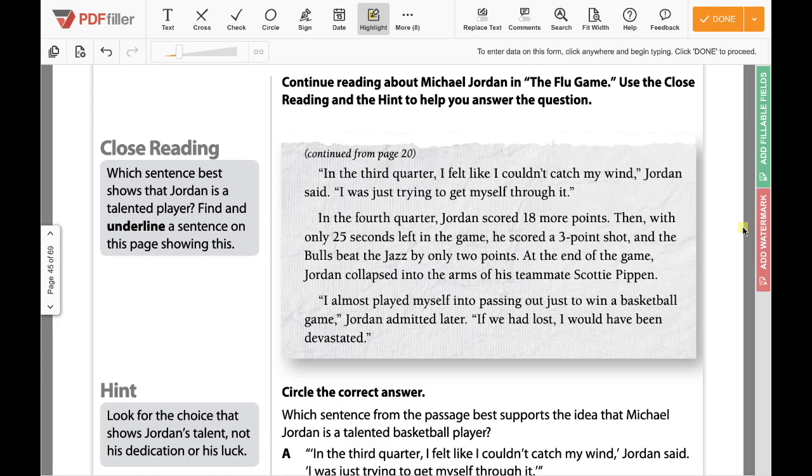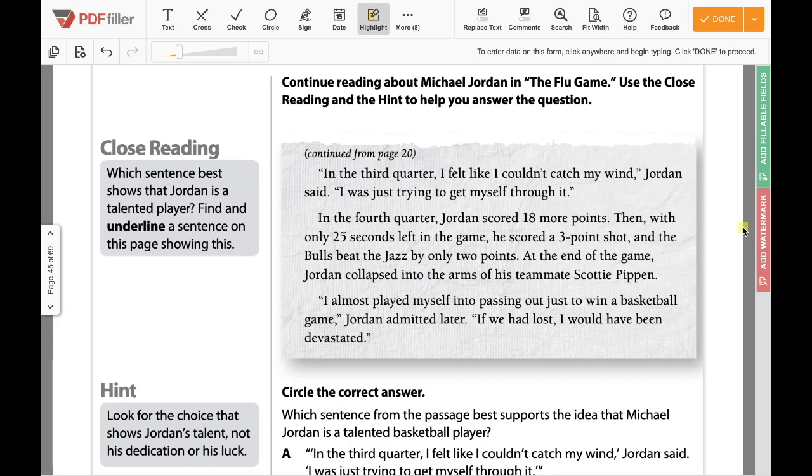So in the third quarter, I felt like I couldn't catch my wind, Jordan said. I was just trying to get myself through it. In the fourth quarter, Jordan scored 18 more points. Then, with only 25 seconds left in the game, he scored a three-point shot, and the Bulls beat the Jazz by only 2 points. At the end of the game, Jordan collapsed into the arms of his teammate Scottie Pippen. I almost played myself into passing out just to win a basketball game, Jordan admitted later. If we had lost, I would have been devastated.